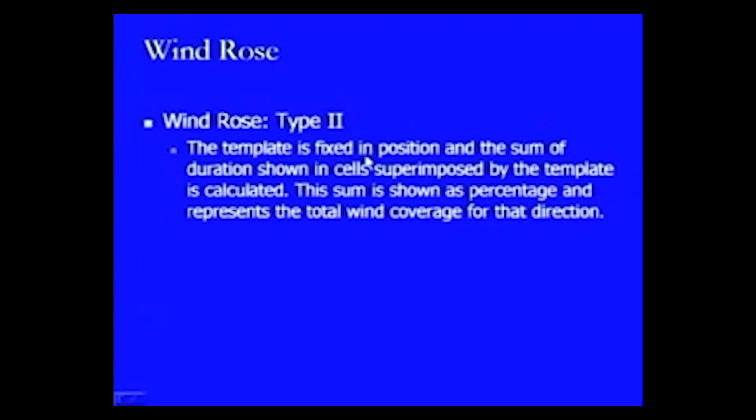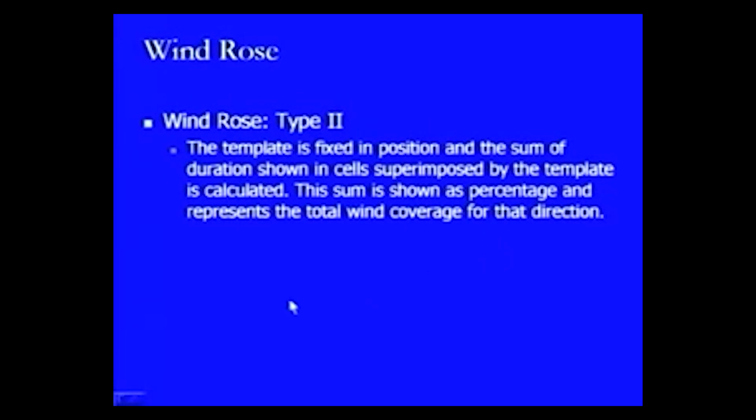The template is fixed in position and the sum of the durations shown in the cells superimposed by the template is calculated. Whatever area is covered by the template, we find in terms of the values written in the cells, and then we take the sum of all those values, and that sum will become the percentage and will represent the total wind coverage for that direction.